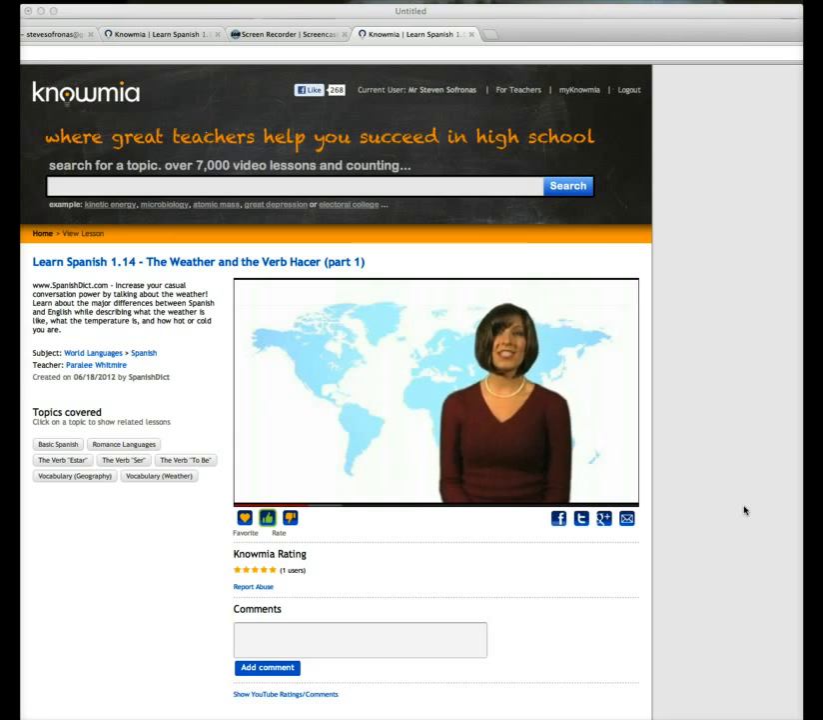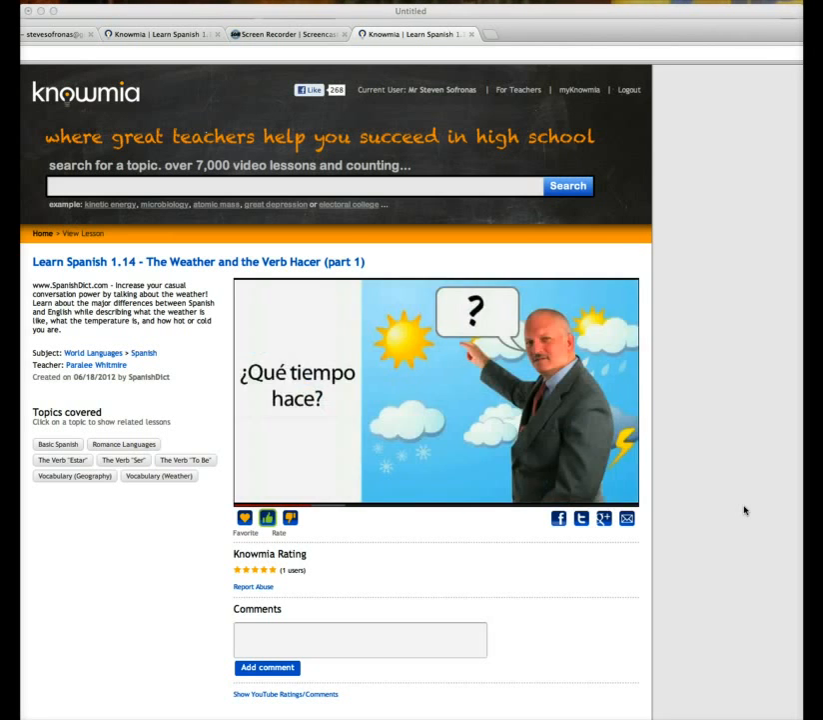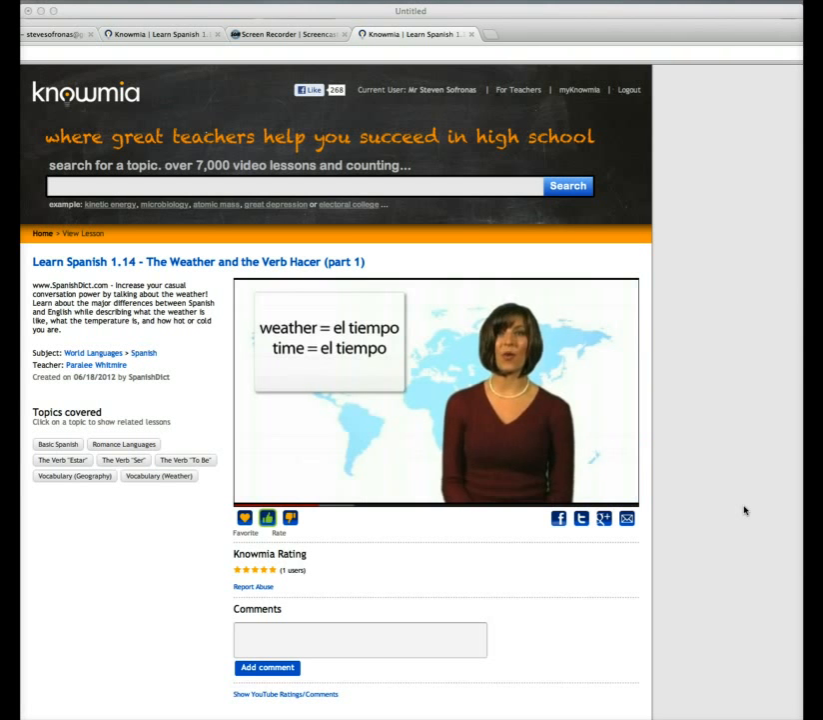For the question today, what is the weather like? All you have to say is, ¿Qué tiempo hace? Repite. ¿Qué tiempo hace? And I hope you noticed that the word for weather, el tiempo, is the exact same word as time, el tiempo. It's just one of those things about español.